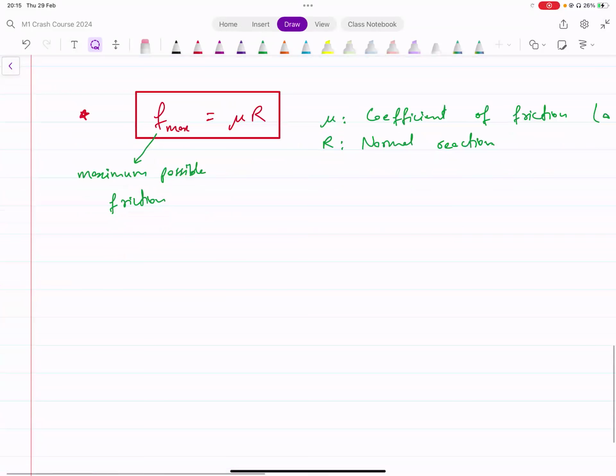Is this all right to everyone? Any questions on this? Any problems? No, sir. No? Okay, so that's what the maximum value of friction is.